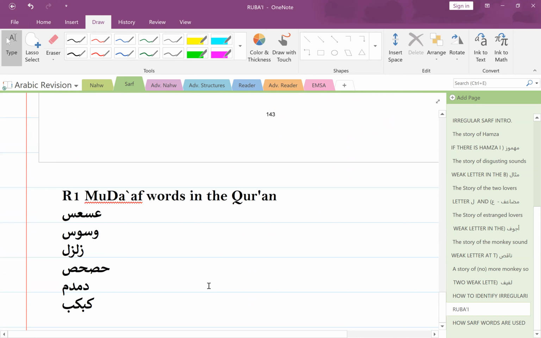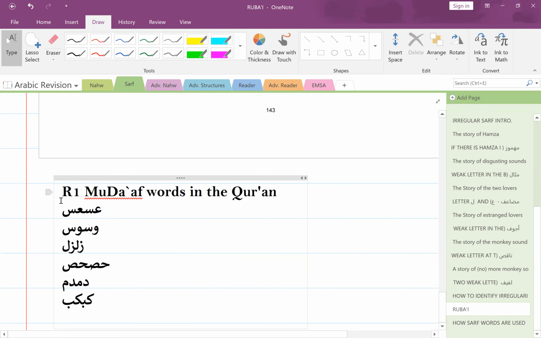But I just want to bring to your attention, you have another kind of Ruba'i muda'af words in the Quran, like as'asa, for example. The madi will be عسعس يعسعس, whatever the masdar is, then you continue like that. So you have 2, 3, 4 root letters. The same thing, you have waswasa, wasawis shaitan. So 1, 2, 3, 4.